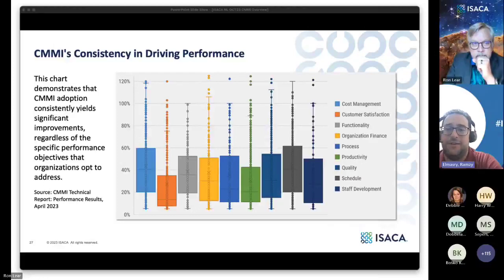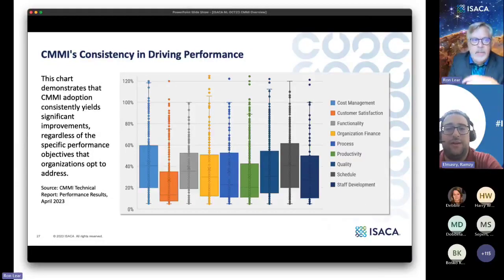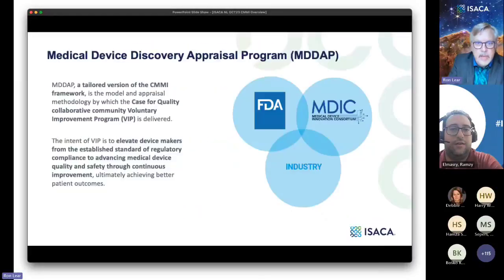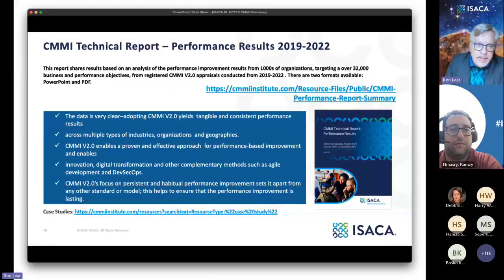He's asking, is there any research or confirmation that a high maturity level relates to project or program success? Yeah, that's what this data is starting to show you. Let me go forward. I'll provide this to you all so you can look at it.